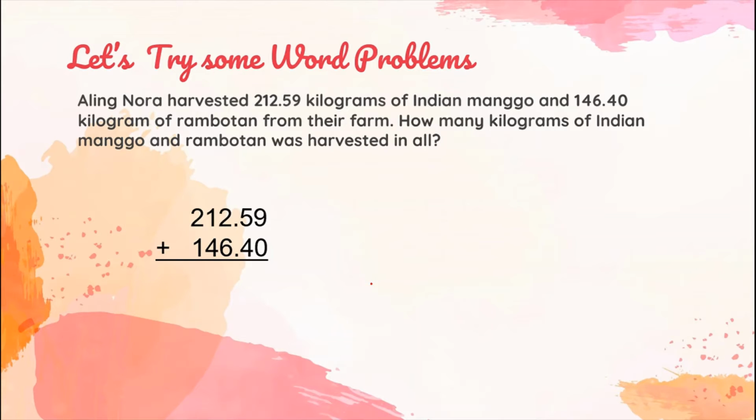Okay, so for this one, notice that the decimal points are properly aligned. After that, when the decimal points are aligned, we can start adding our numbers. 9 plus 0, that is 9. 5 plus 4, that is still 9. And this time, we need to put our decimal point here. 2 plus 6, that is 8. 4 plus 1, or 1 plus 4, that is 5. And 2 plus 1, that is 3.